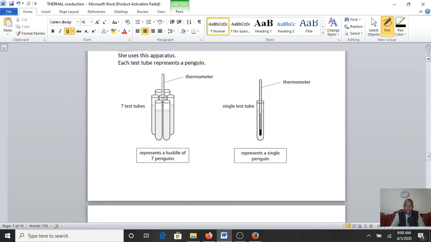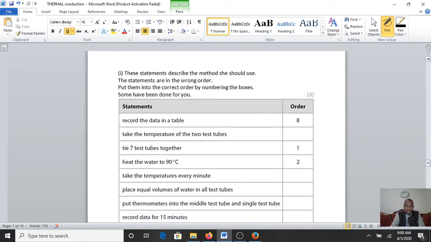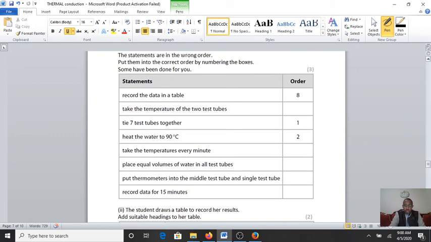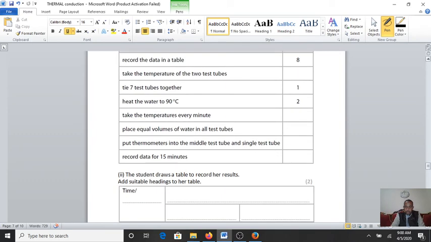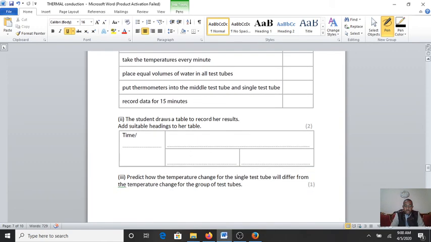Okay, so the student sets up this. And here is the possible procedure. You need to order the steps. Step 1, step 2 has been done for you. Step 3, 4, 5, fill in these steps. If you are to carry out that investigation, how would you do it? So try to answer that question.